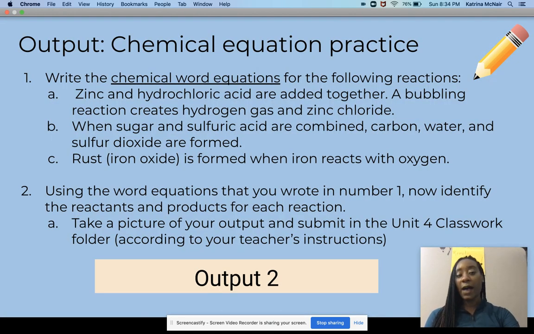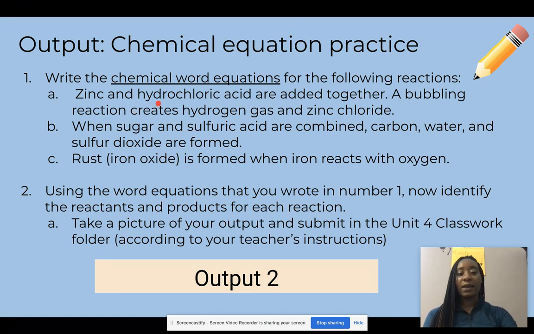And here's the final output. This takes it one step further with challenging you. So the first part of this one, you're going to write the chemical word equations for the following reactions. Let's look at A together. Zinc and hydrochloric acid are added together. A bubbling reaction creates hydrogen gas and zinc chloride.